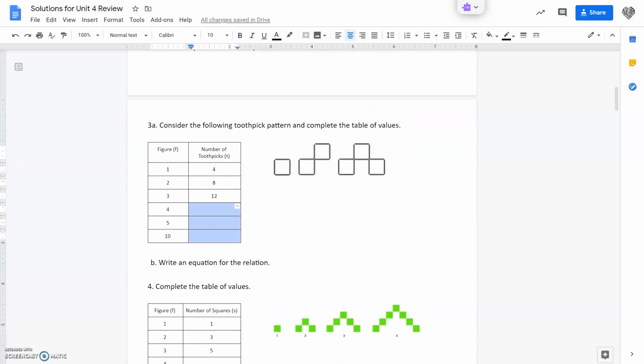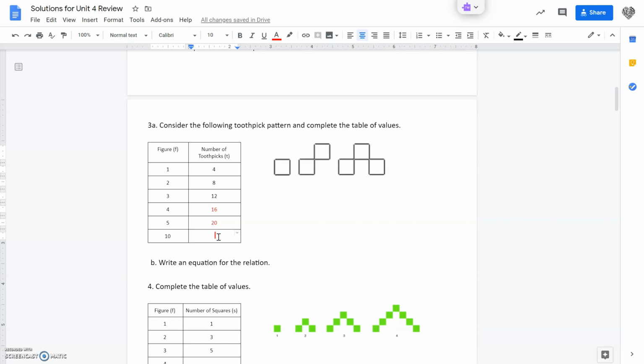Consider the following pattern made with toothpicks. So the first image has 4 toothpicks, and then 8, and then 12. How many would the next one have? So if we look, we're increasing by 4 each time. So 12 plus 4 would be 16. 16 plus 4 would be 20. And then we jump up to 10.